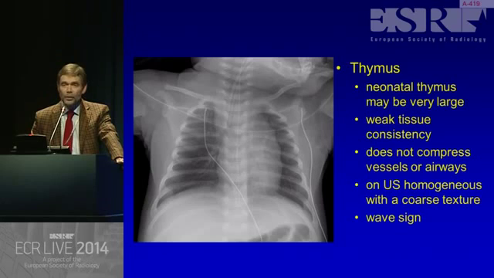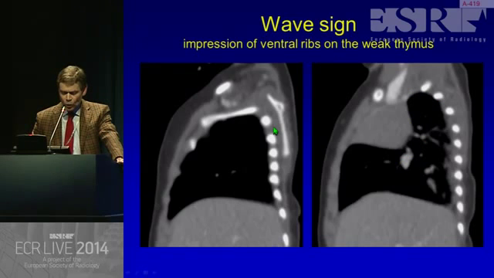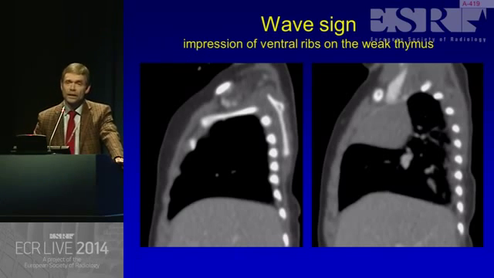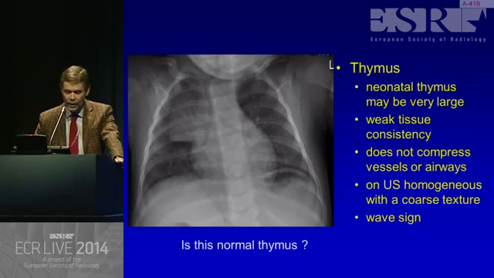So it shows a very typical wave sign, which you can see over here, and I don't have to explain why it's called the wave sign, I suppose. It's caused by the impression of the ventral ribs, in this case on the lung, but here on the thymus, and that is what we see on the AP view. Because the thymus has a soft consistency, it will show off the ribs. So that's very normal for thymus. That's the way it's recognized.